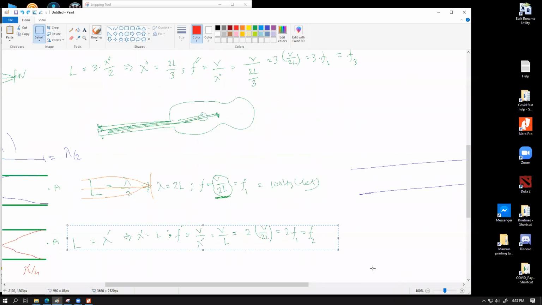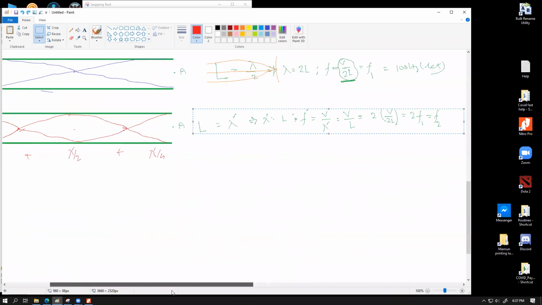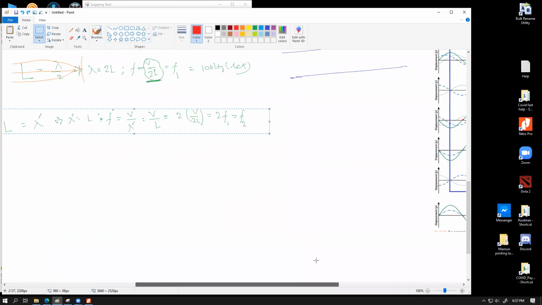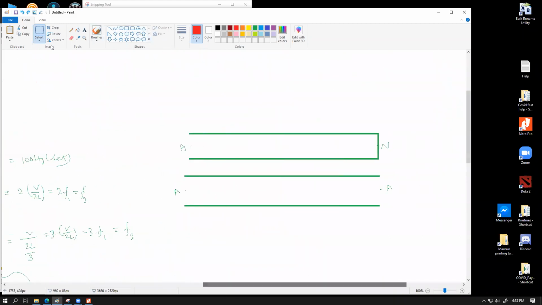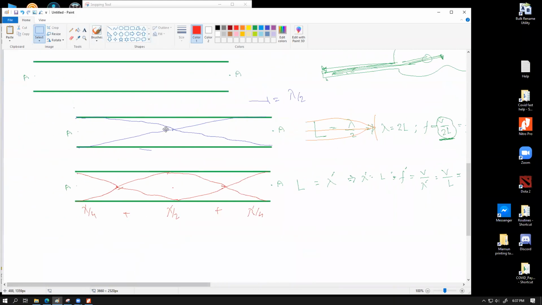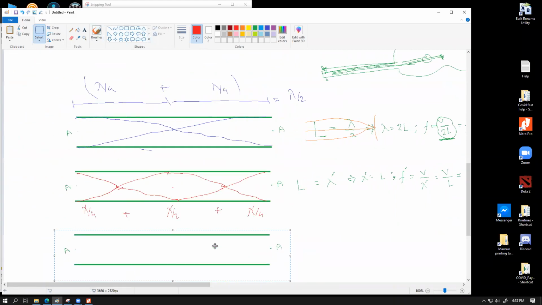I can place this calculation right over here and this will perfectly make sense. In the same way, I can have the third mechanism as well. So if I try to copy this open tube from here, in this case, we're gonna try to accommodate a third harmonic.